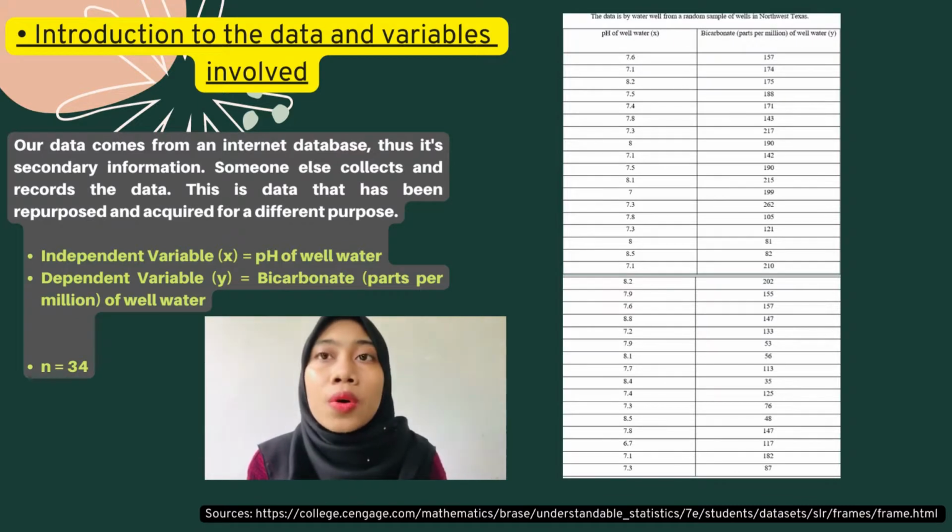For IV or X is pH of well water. For DV or Y is bicarbonate parts per million of well water. For n value equals 34.